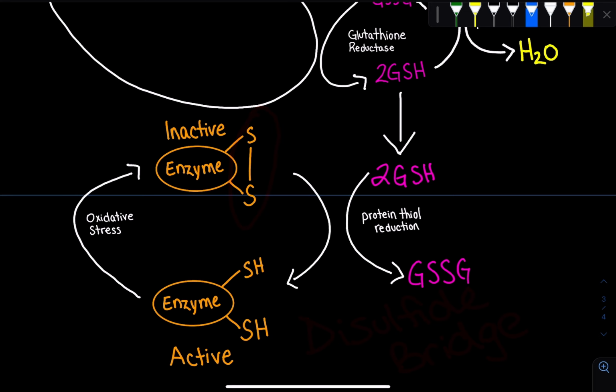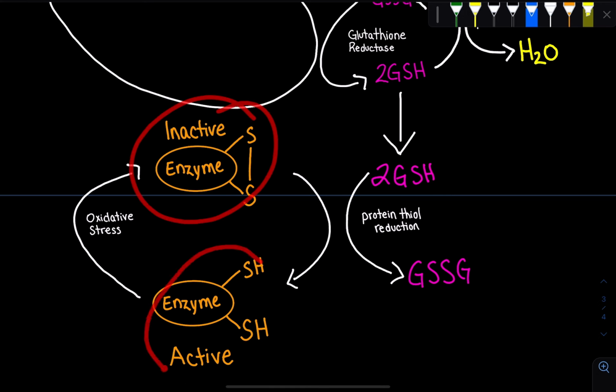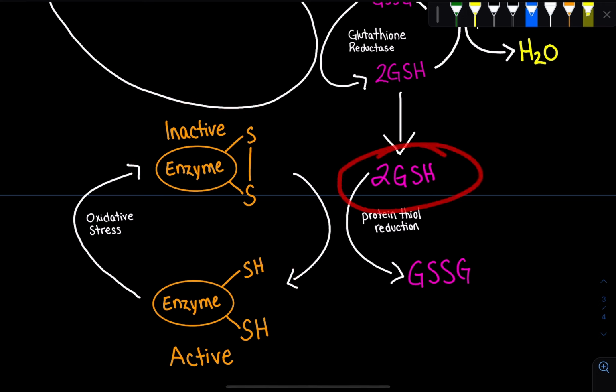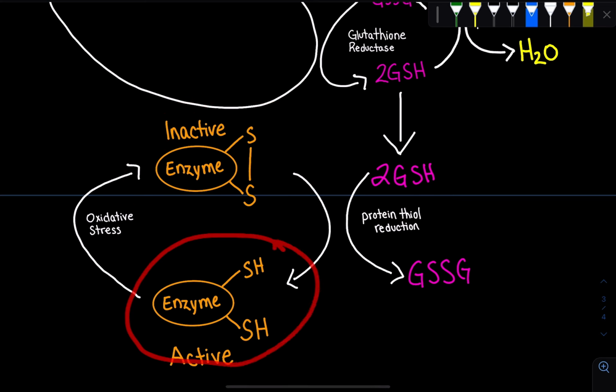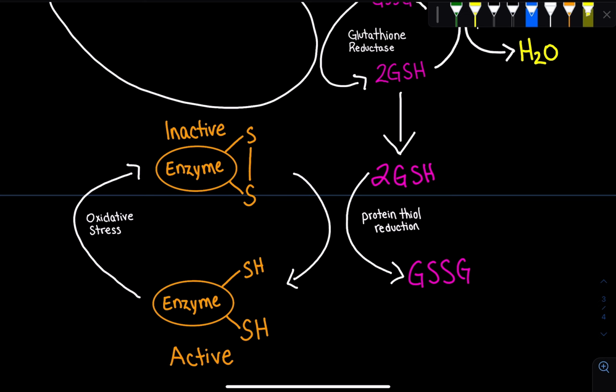Now, these disulfide bridges are due to oxidative stress. So we can see over here, this enzyme was reduced because it had these hydrogens, but then it becomes oxidized and we see this bond form, and this bond is referred to as a disulfide bridge. So the enzyme is inactive. We want to get it back to the active state. That's where we see this reduced glutathione come in again. So via the enzyme protein thiol reduction enzyme, we see that the electrons from 2 GSH are passed on to this inactive enzyme, which results back into the reduction of the enzyme and it's active once again.